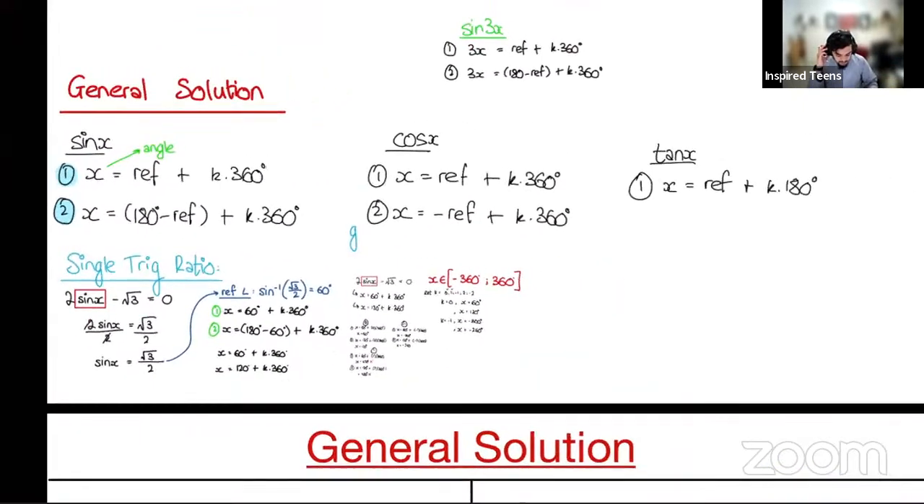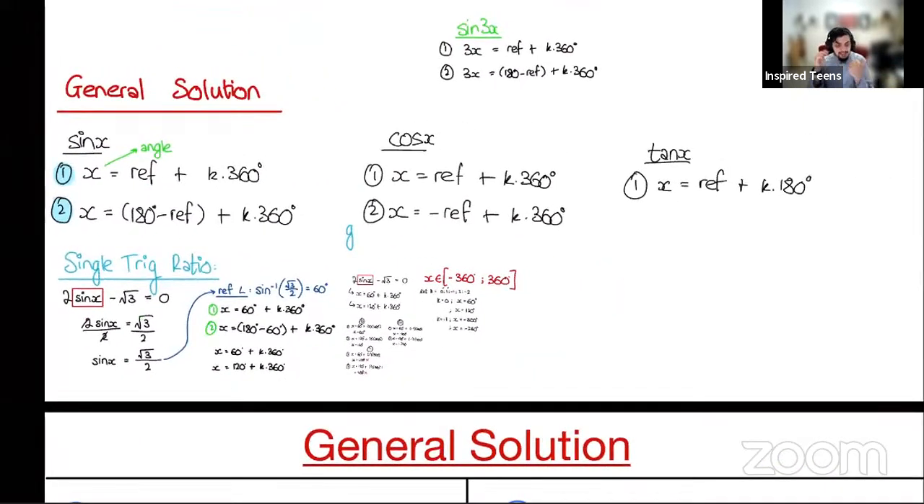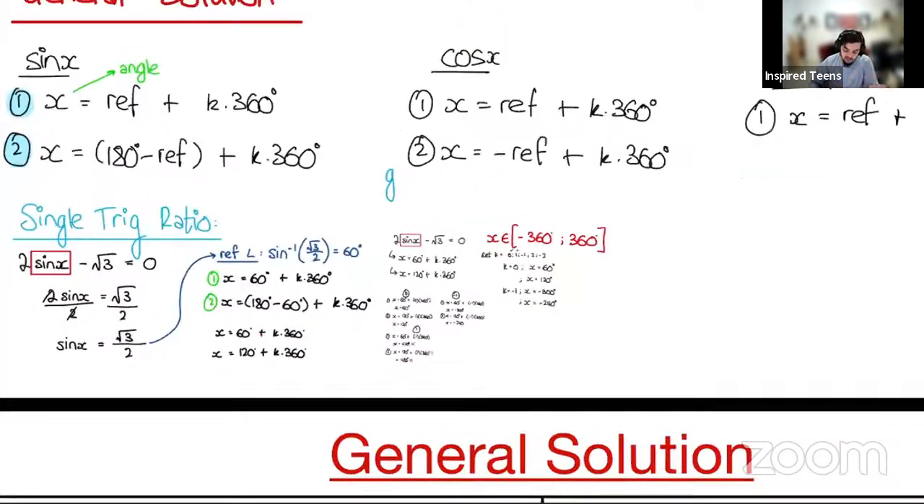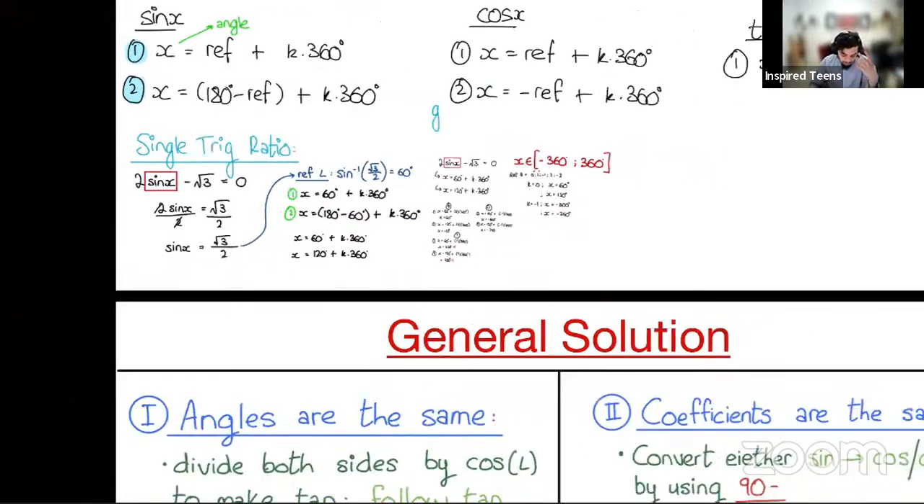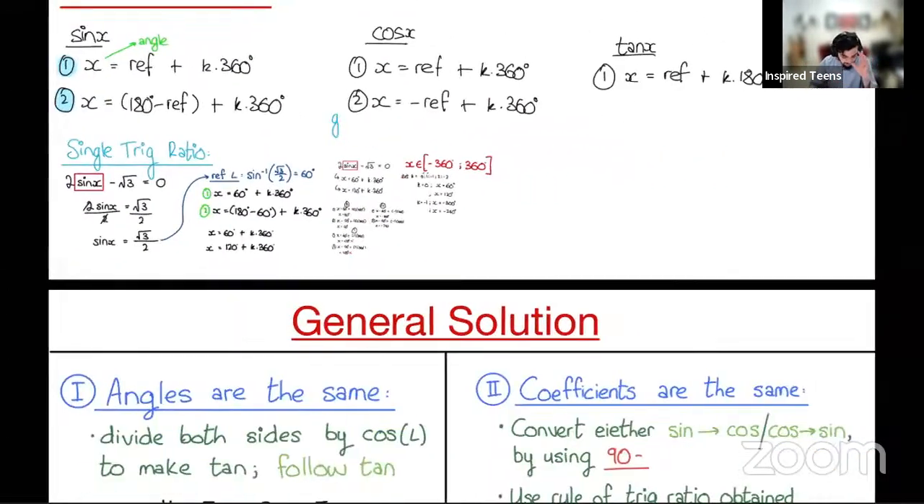So let's just recap what we did. We discussed general solutions, the general solutions for each trigonometric ratio, so sine, cos, and tan. And we discussed how to actually solve a general solution for a single trig ratio. A single trig ratio could be sine, cos, or tangent alone on its own. Now we will get practice with cos and tan in a bit, while we do the more complicated examples as well.